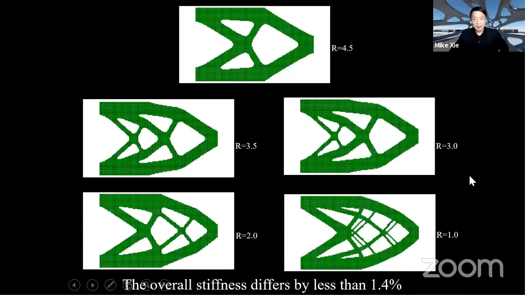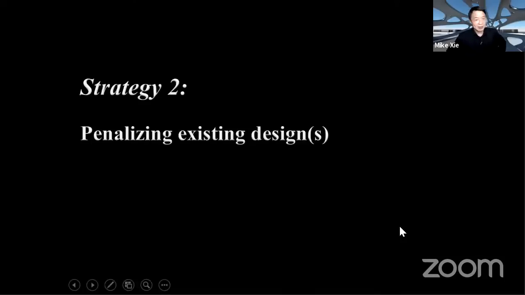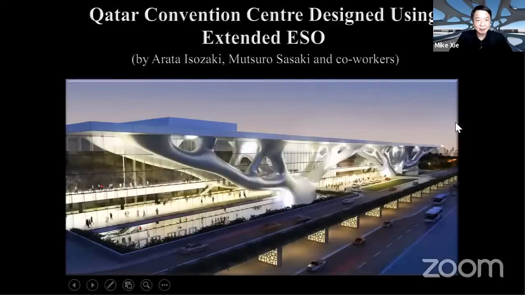So this is changing the parameter. The second, more sophisticated strategy to get diverse solutions is to penalize the existing designs. I go back to this famous design by Asazaki.